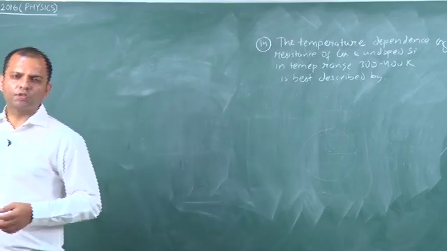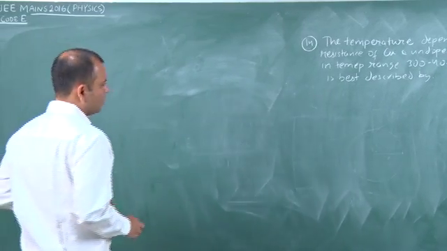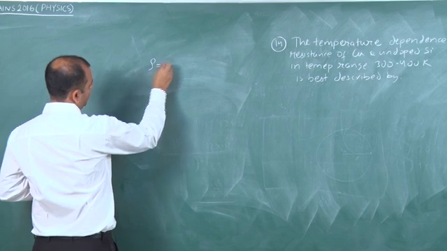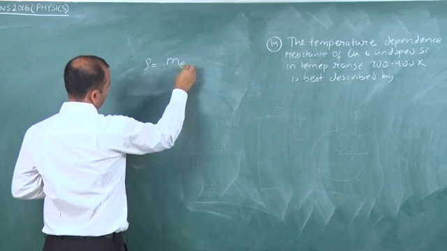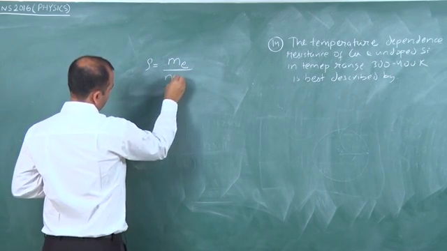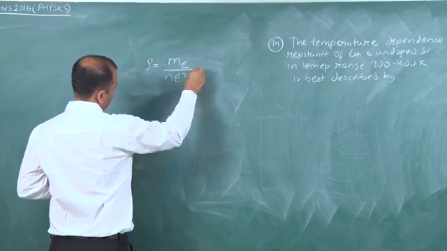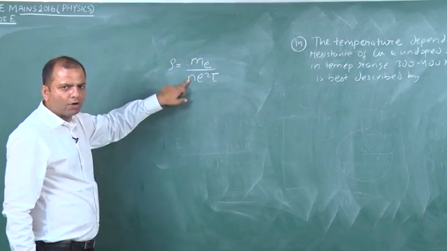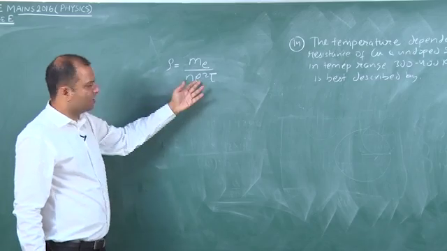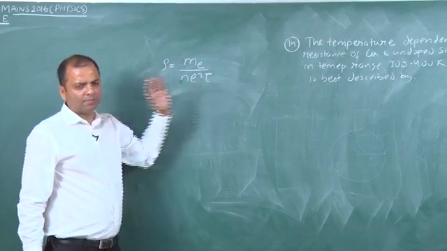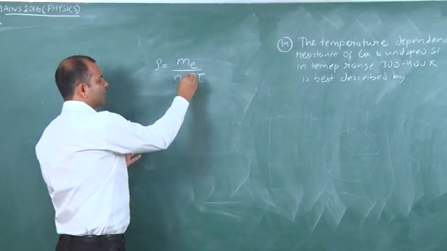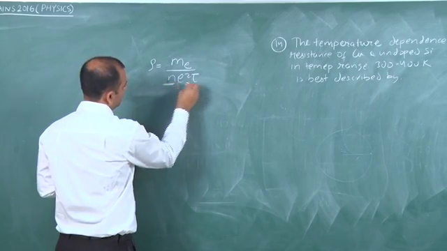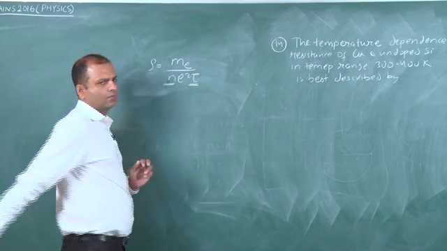Question number 14, it is a question from current electricity. All of you might remember the formula for the resistivity of a material, m e divided by n e square tau: mass of electron divided by number of charge carriers per unit volume, electronic charge square, average relaxation time. Well, mass of electron, electronic charge obviously is a constant. You can see that rho will depend essentially on n and tau.